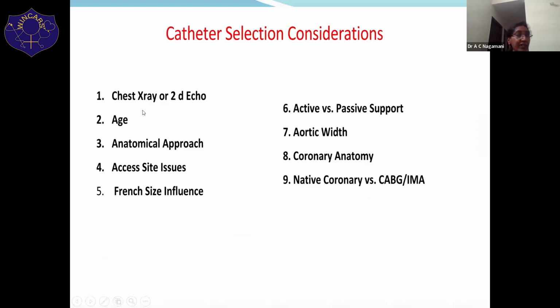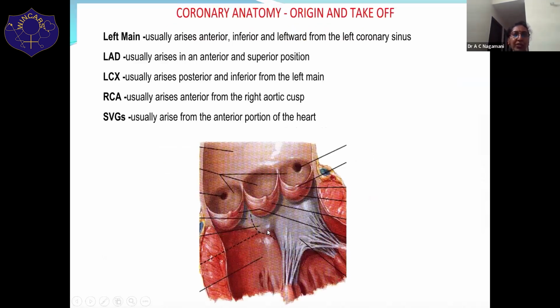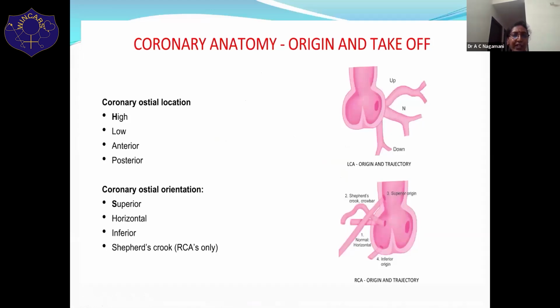Catheter selection depends on various factors: the age of the patient, anatomical approach, access site issues, the width of the aorta, the coronary anatomy and so forth. So one should be aware of the anatomy, the left main, how it arises. The left main arises anteriorly from the left sinus. LAD arises in an anterior and superior position. LCX, posterior and inferior. RCA arises anterior from the right aortic cusp. And SVGs also arise from the anterior portion of the heart. This is all useful for our cannulation.